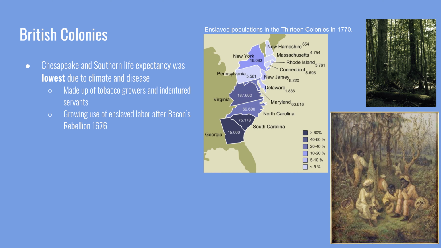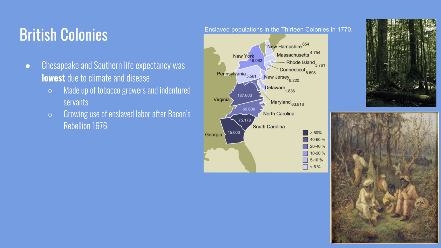The three groups of colonies were the Chesapeake and the Southern colonies, the Middle colonies, and then the New England colonies. The Chesapeake colonies is where Jamestown was, the first permanent British settlement. The first attempt at British settlement was also in this region. That was the failed Roanoke colony in the 1500s.